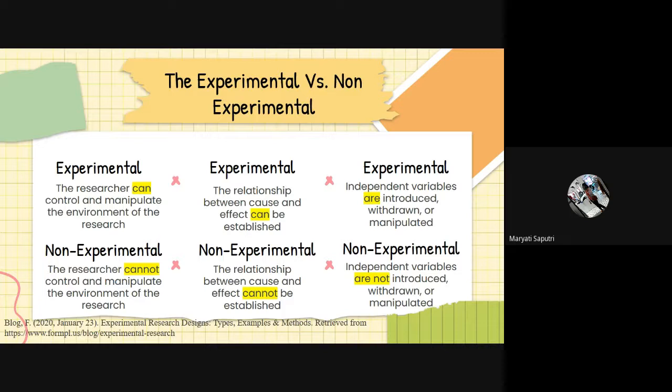The second is the relationship between cause and effect cannot be established in non-experimental research, while it can be established in experimental research. This may occur when external variables also affect changes in the research subject, so it is difficult to pinpoint certain variables as the cause. And the last is independent variables are not introduced, withdrawn, or manipulated in non-experimental designs. Meanwhile, independent variables are introduced, withdrawn, or manipulated in experimental designs.